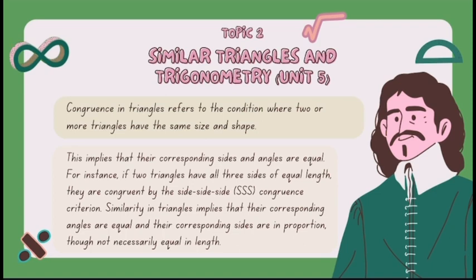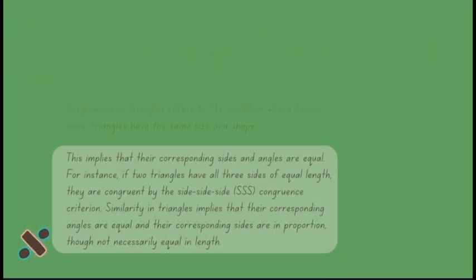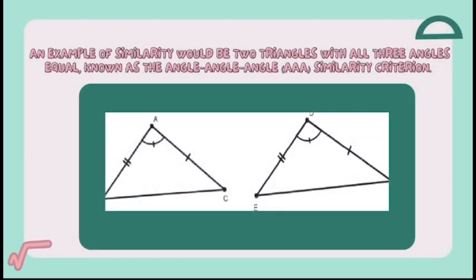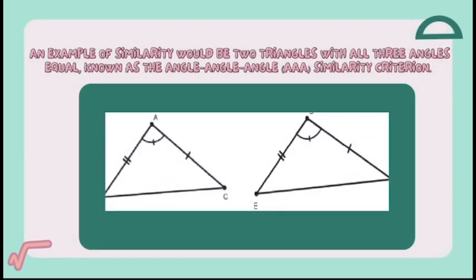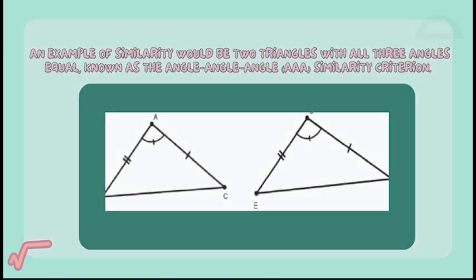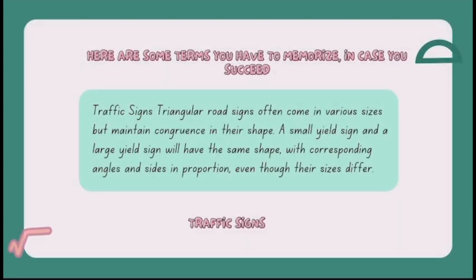Congruence in triangles refers to the condition where two or more triangles have the same size and shape. This implies that their corresponding sides and angles are equal. For instance, if two triangles have all three sides of equal lengths, they are congruent by the SSS congruence criterion. Similarly, similarity in triangles implies that their corresponding angles are equal and their corresponding sides are proportional, though not necessarily equal in length. An example of similarity would be two triangles with all three angles equal.